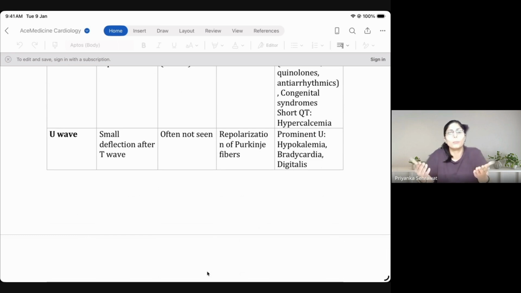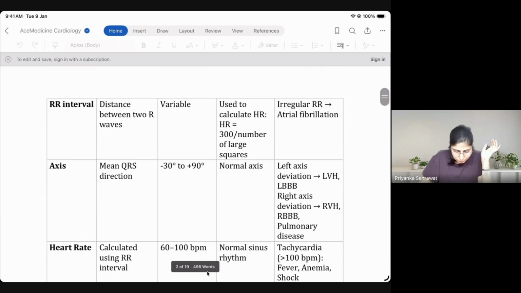So it gets more prominent, hypokalemia, bradycardia, even with digitalis, right? Digoxin effect. You can see U waves. But for your MCQs, usually prominent U waves are asked in relation to hypokalemia. ठीक है, तो उतना हम याद रखेंगे.